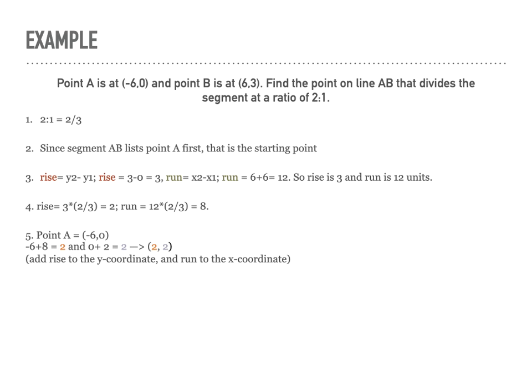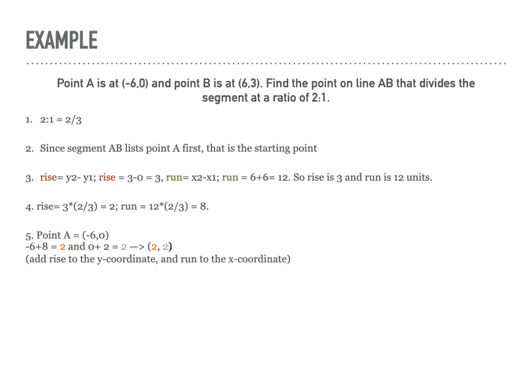So our first step is writing the ratio into a fraction. For this, a ratio of 2 to 1 is equivalent to a fraction of 2 over 3, or 2/3. And for the second step, we have to specify which is our beginning point. Since segment AB lists point A first, then that is the starting point.